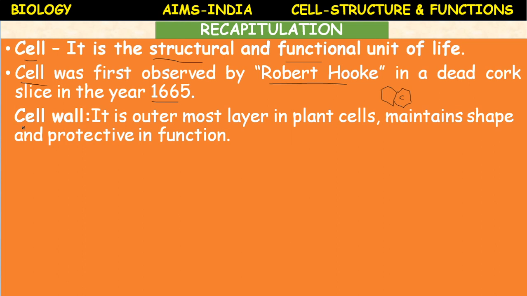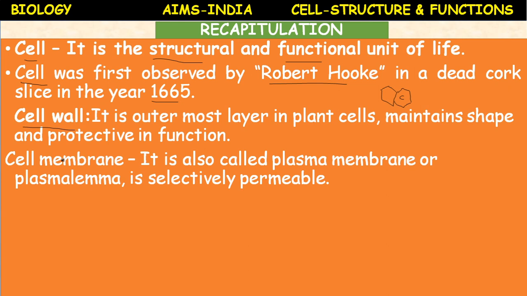Cell wall. So, we have studied it is the outermost layer in the plant cells, and it maintains the shape and protects the plant cell. It is impermeable, rigid, and gives protection to the plant cells. Cell membrane. Cell membrane is also called plasma membrane or plasma lemma. It is a selectively permeable membrane. It is a living membrane.